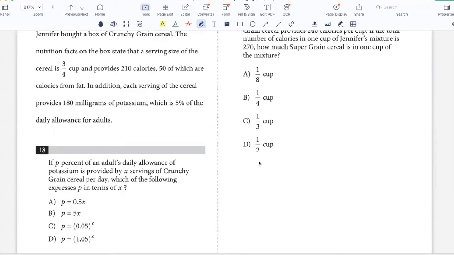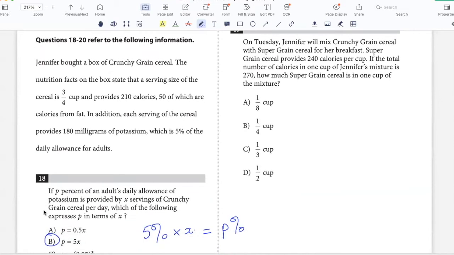Okay, so one serving gives you 5% of the daily allowance, right? So X servings will give you 5% times X, and that is equal to P% of an adult's allowance. So P will be 5X, option B.